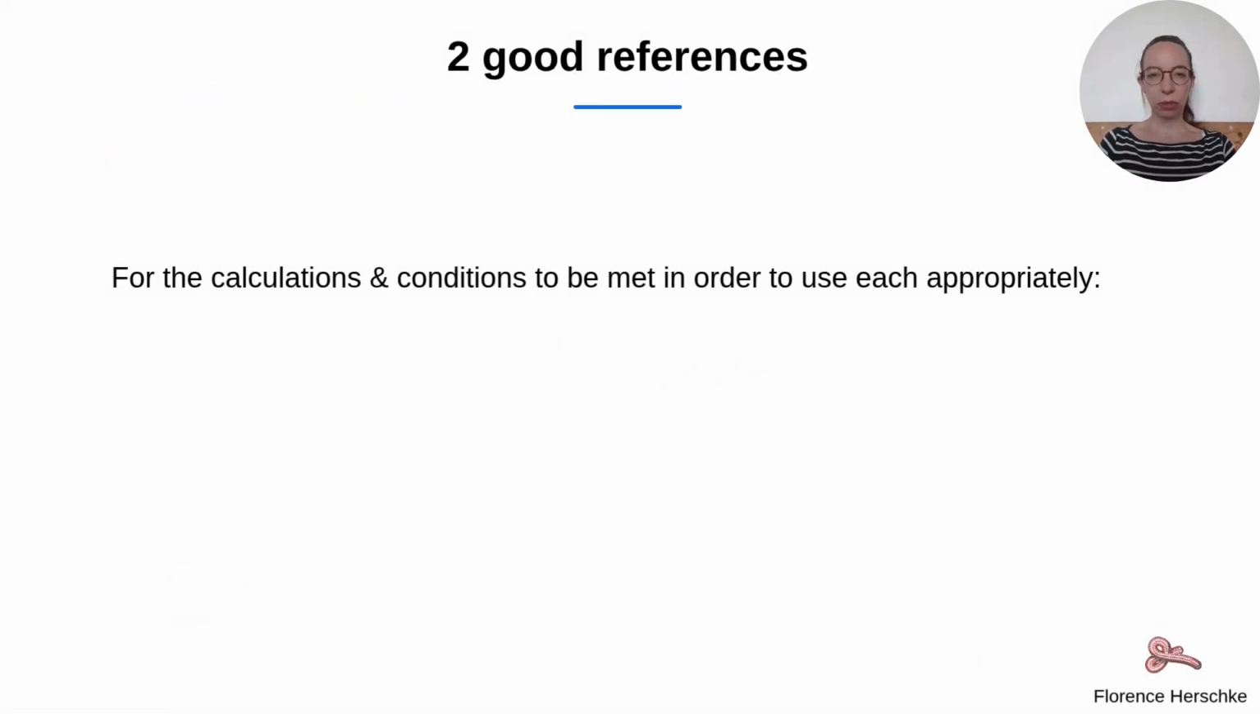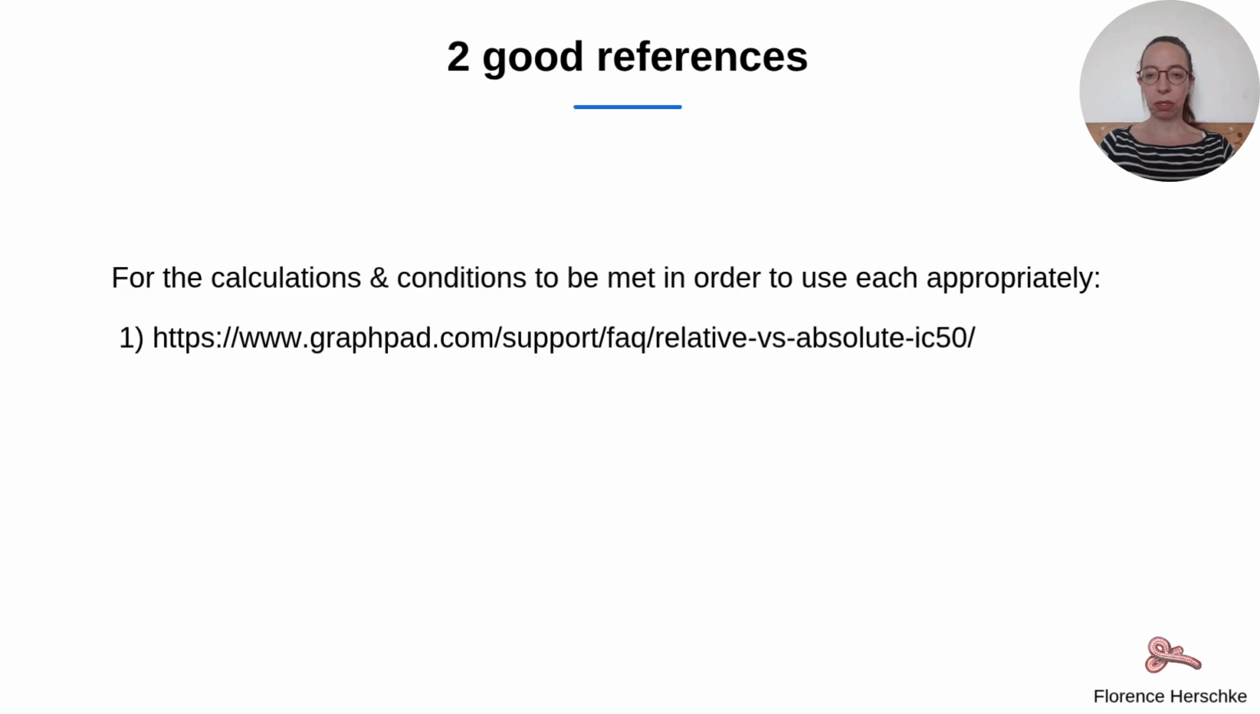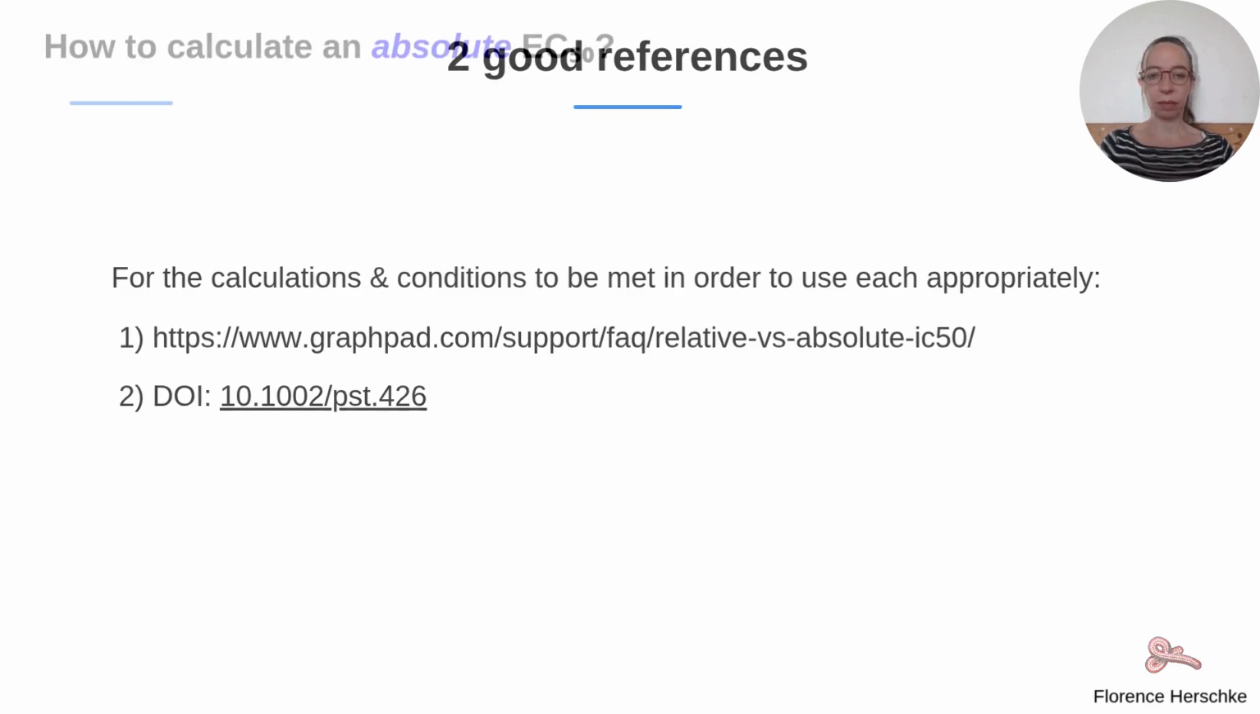There are quite a lot of good references on how to calculate relative or absolute EC50s, so I will not go in much detail in this video. I put here two good references. The first one is from GraphPad. GraphPad is a software that is very often used to calculate relative or absolute EC50s. And also a literature reference where again the formulas are described as well as all the conditions that need to be met to calculate appropriately either relative or absolute EC50s.